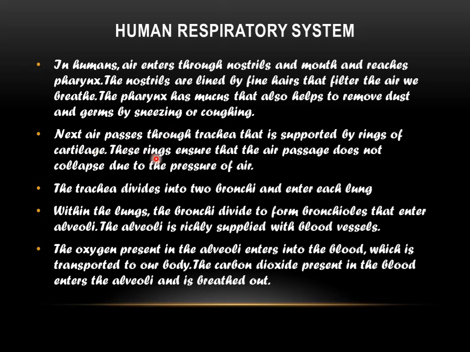Next, the air will pass through the trachea, which is supported by rings of cartilage. These rings ensure that the air passage does not collapse due to the pressure of air. The trachea divides into two bronchi and enters each lung. Within the lungs, the bronchi further divide to form bronchioles that enter each alveolus.